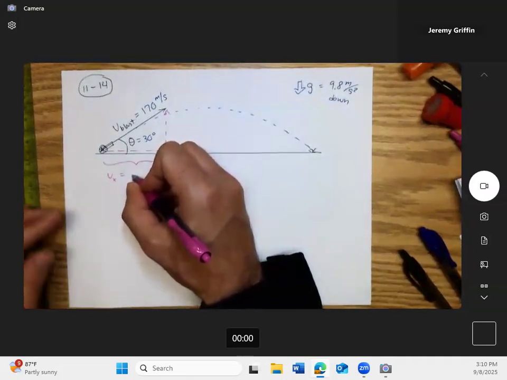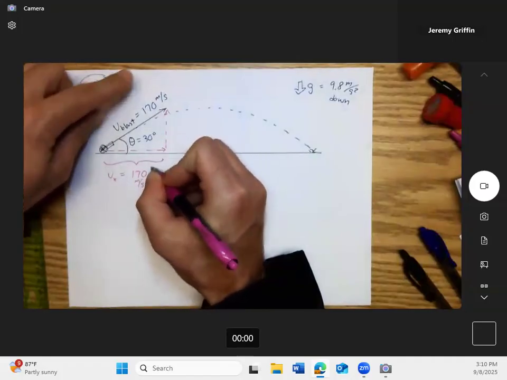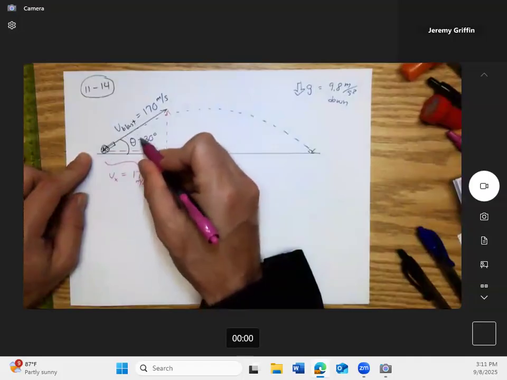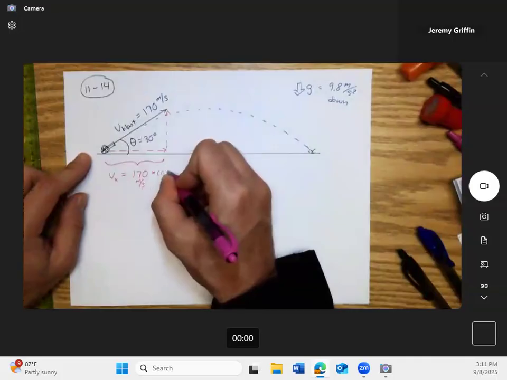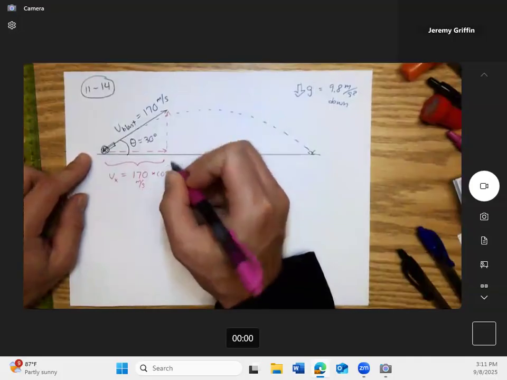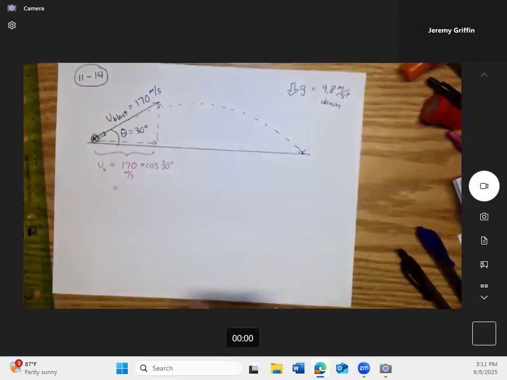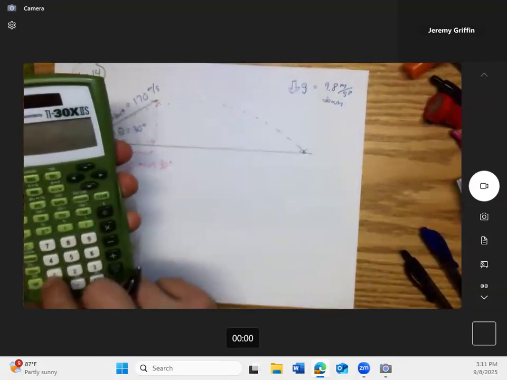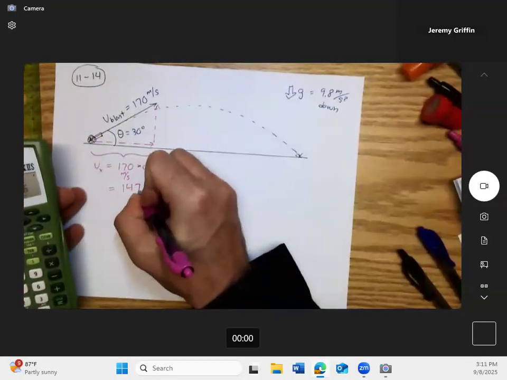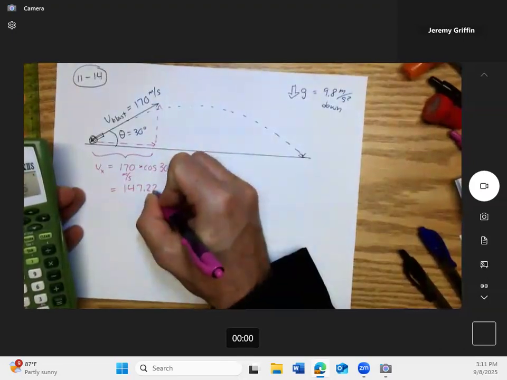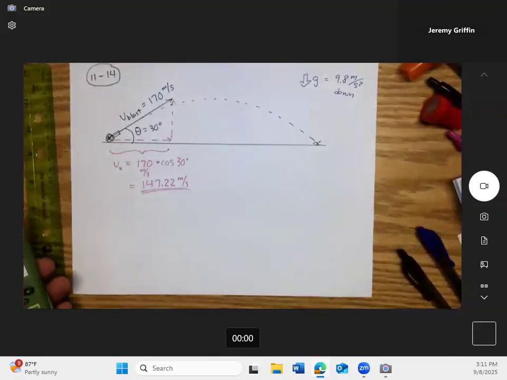Yeah. So take your full blast speed, 170 meters per second. And the fact that this leg is adjacent to the reference angle, is that a sine or a cosine? Yeah, cosine of 30 degrees. Alternatively, you could say sine of 60 degrees. It would tell you the same thing. We're going to go with cosine of 30 degrees. So let's see what that is. 170 cosine 30 gives 147.2. I'll throw in another 2 meters per second for my rounding at the end. Probably a good idea.